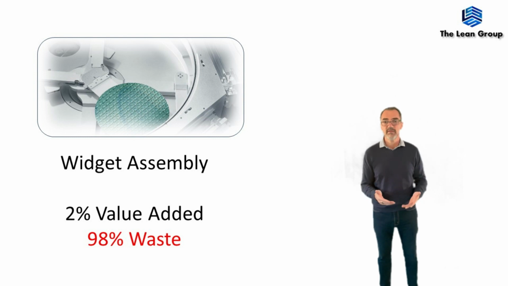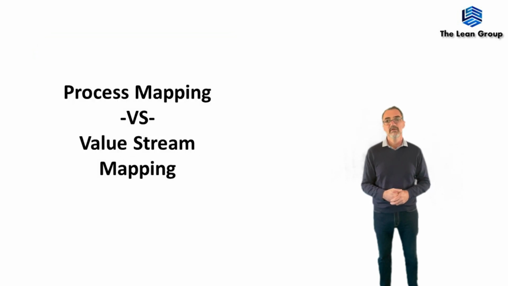I hope this helped explain the difference between value stream mapping and process mapping, otherwise known as process flow charts. Again, one of the quality tools to Lean Six Sigma. Thank you.